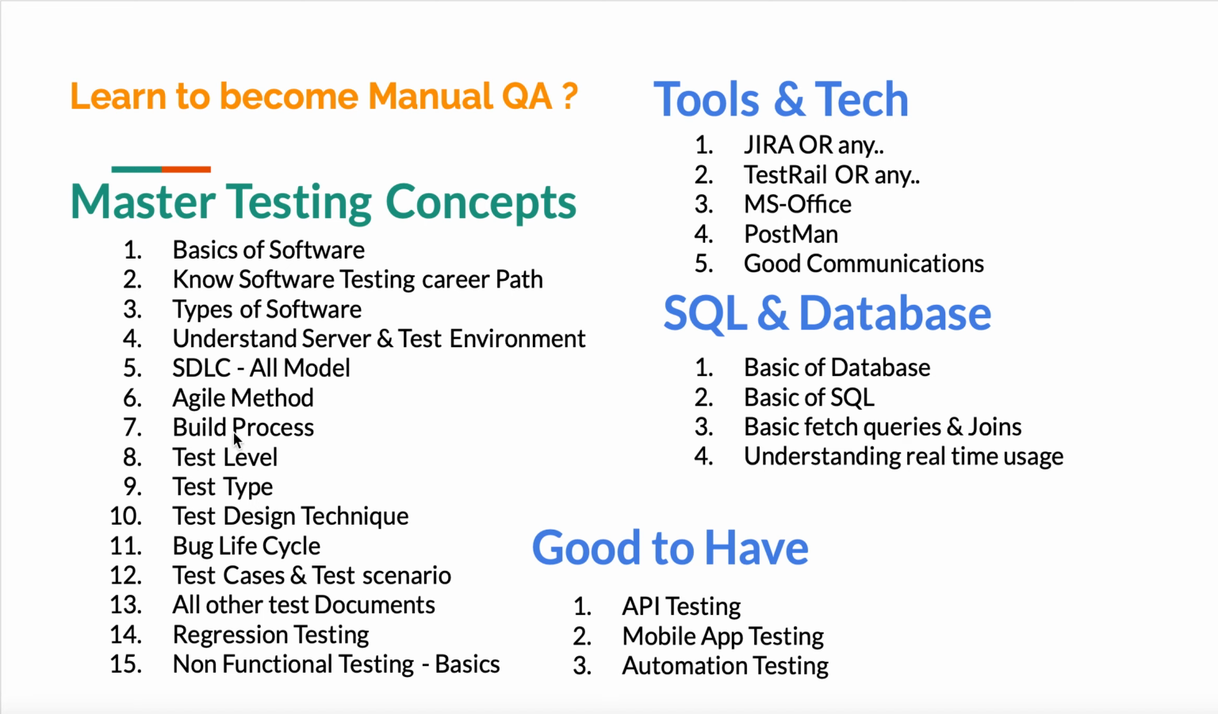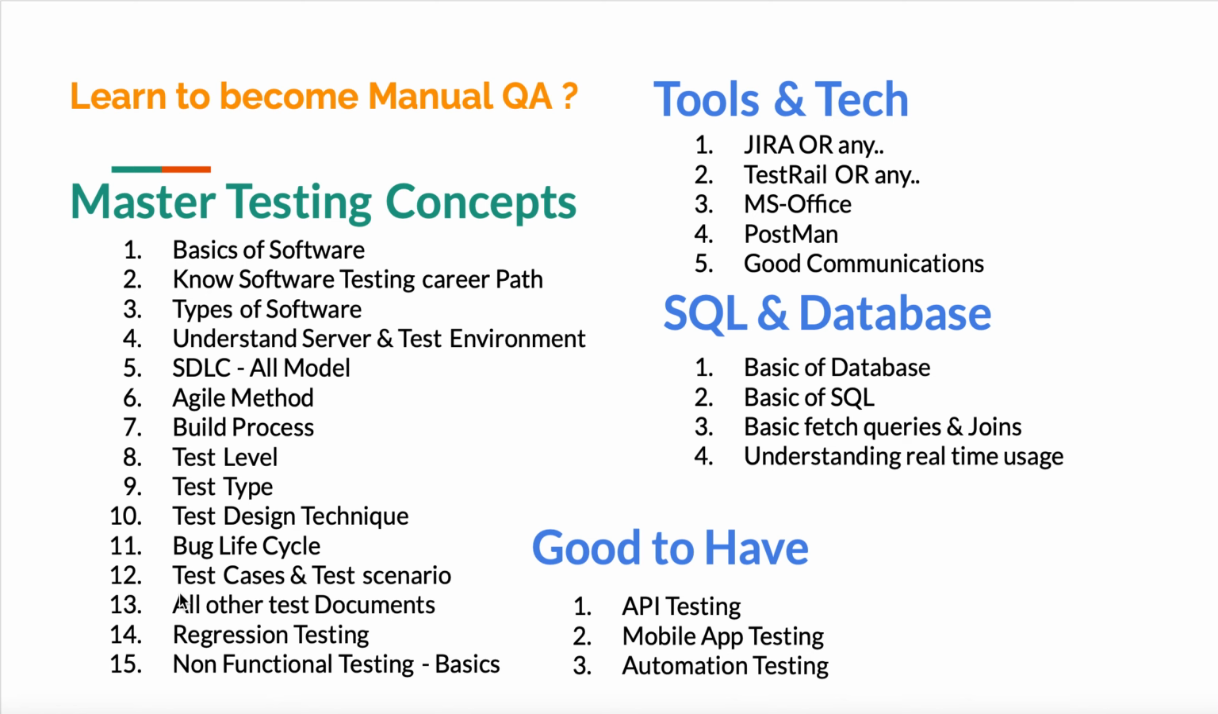Then we should know test levels, what are the different test levels we have, then test types, then what are the different test design techniques we have. There are so many test design techniques. One technique we have used in this course is boundary value analysis, but there are so many techniques which are really needed to become a professional QA. Then you should know the bug life cycle. I have just discussed a straightforward bug life cycle, but this is a huge topic.